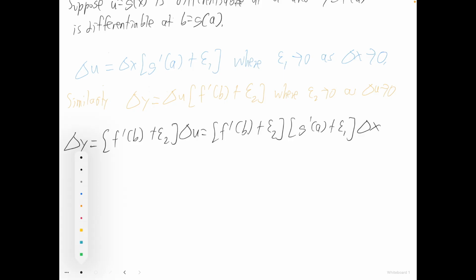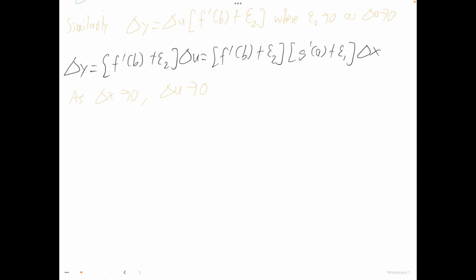Now one thing to note is that as delta x goes to 0, delta u goes to 0. That's easy to see here, as this expression is just some number, and we're multiplying it by something going to 0. So we have some value times something getting really small, so that whole thing goes to 0. So as delta x goes to 0, delta u will go to 0 as well.